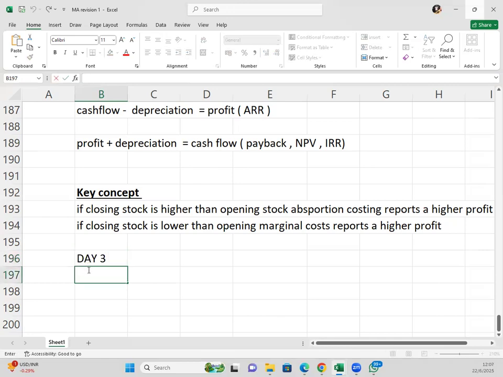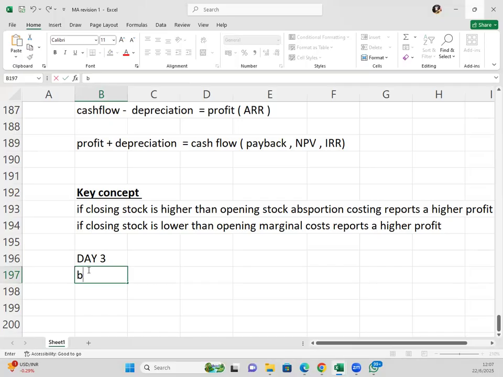When you're calculating over or under absorption, if there is an over absorption, it means we have over budgeted. Our budget was actually above the actual result. So over absorption is more like over budgeting, and under absorption is more like under budgeting.